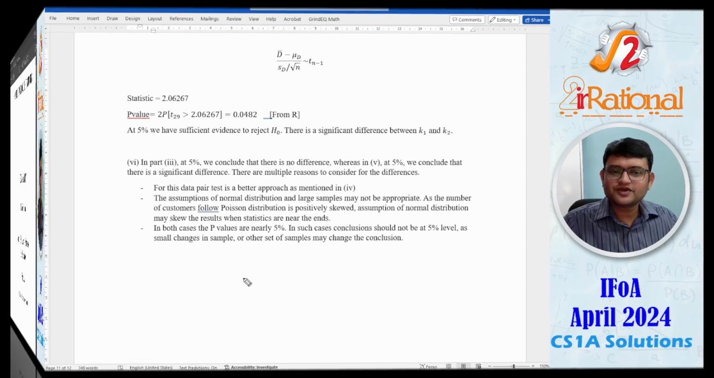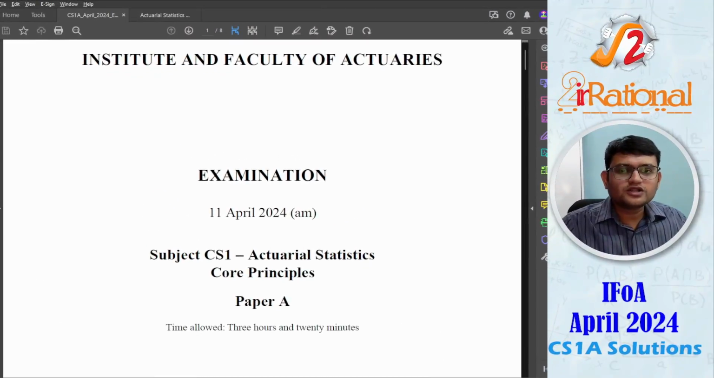That ends our paper here. Overall, the paper was a little bit moderate. You might have found it a little bit lengthy because we had to think more for most of the questions because they were easy, but they were different from what we are used to. But the questions were easy, so most likely a lot of people will score well in this examination. The passing mark will very much depend on paper B as well, for which I'll be making the solution soon.